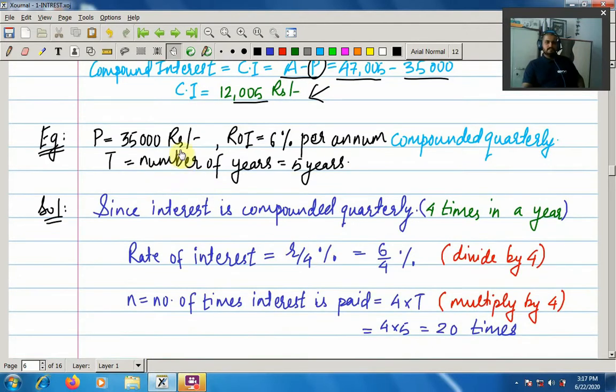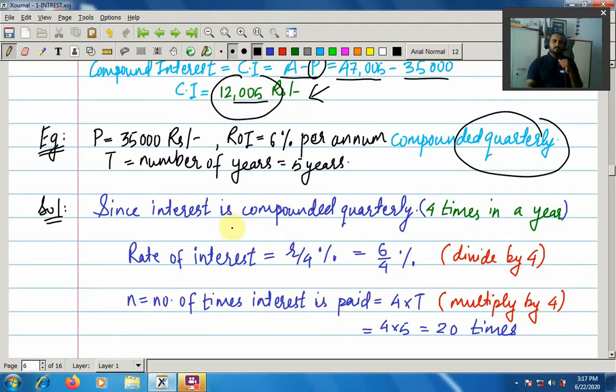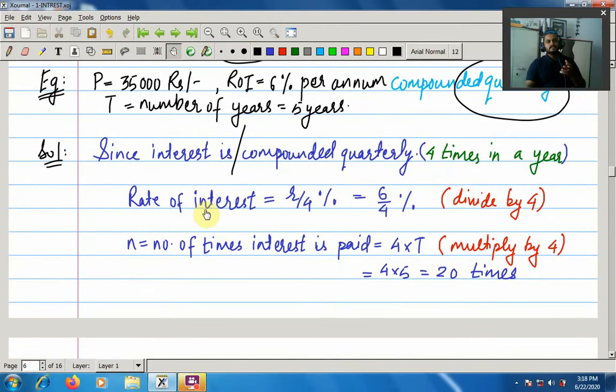You can see the same thing, compounded quarterly. What do you think will happen to my interest amount? It's increasing from annually to half yearly, then it comes quarterly. Now definitely it will come more than this 12,005 rupees. Let's see how much. You can see the calculations.